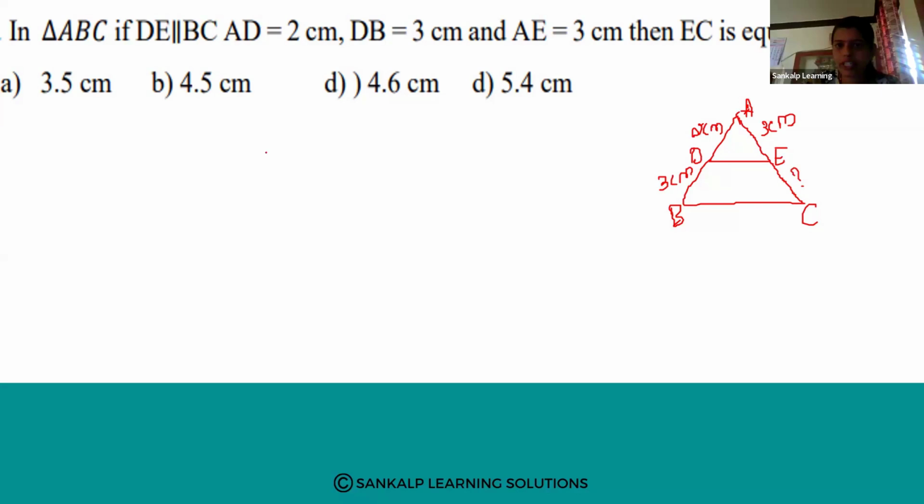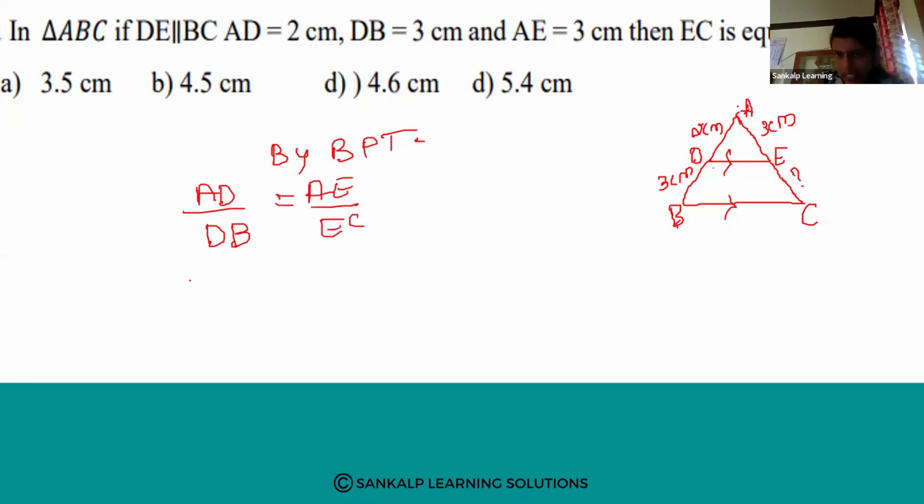Okay. By Thales theorem, basic proportionality theorem, or by BPT, we can say AD divided by DB. Why? Because DE is parallel to BC. When DE is parallel to BC, then corresponding sides are in the same proportion. So these two are equal. AD divided by DB is equal to AE divided by EC.